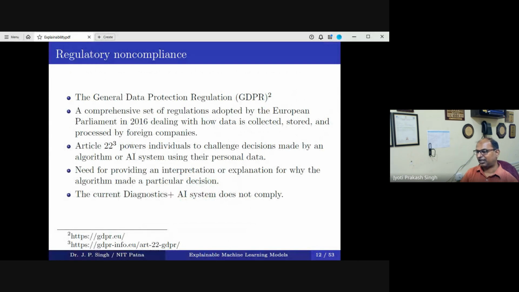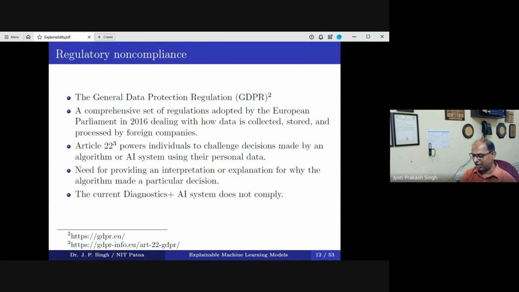The other issue is regulatory non-compliance. According to the General Data Protection Regulation (GDPR) by the European Union, the European Union in 2016 adopted a set of regulations on how data should be collected, stored, and processed by foreign companies. And in Article 22, it gives individuals the right to ask any AI-developed system or AI model why this decision was made for them.